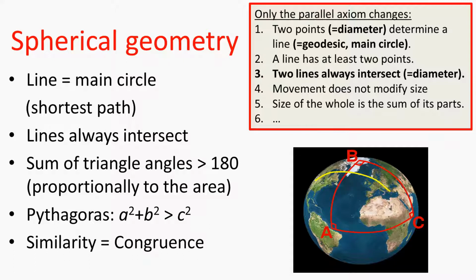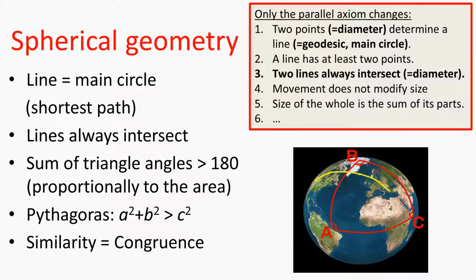So the parallel axiom in spherical geometry is the following: 2 lines always intersect in a single point, which is nothing but a diameter. If we move an object on the spherical surface, then nothing changes. In other words, the space is uniform, similarly to the Euclidean space, so no matter where we are, objects look the same. And again, we can say that if we cut an object into smaller parts, then the sum of the smaller parts is the whole object itself.